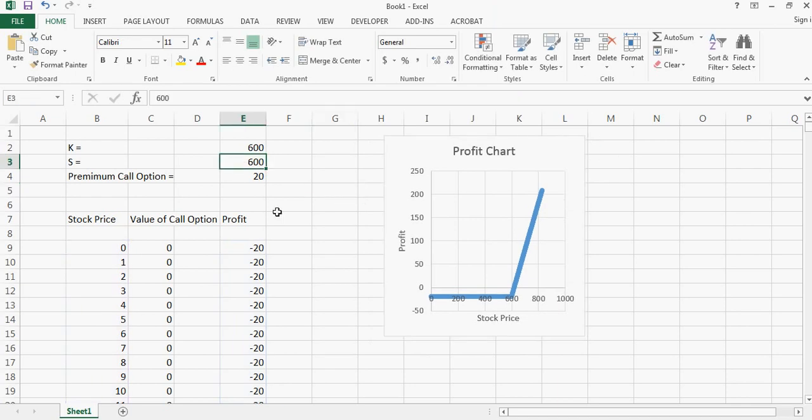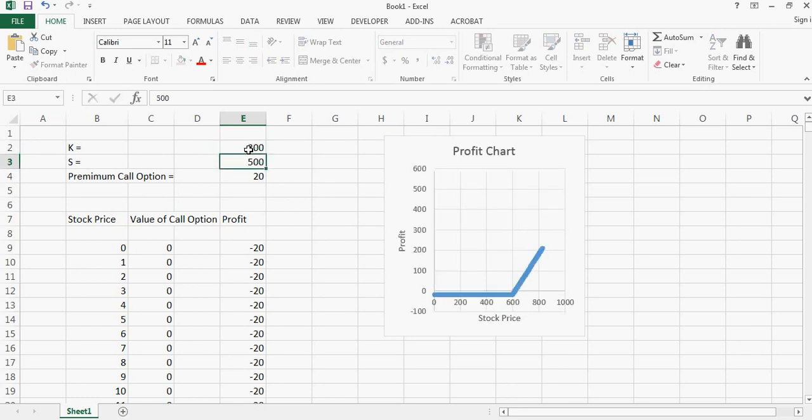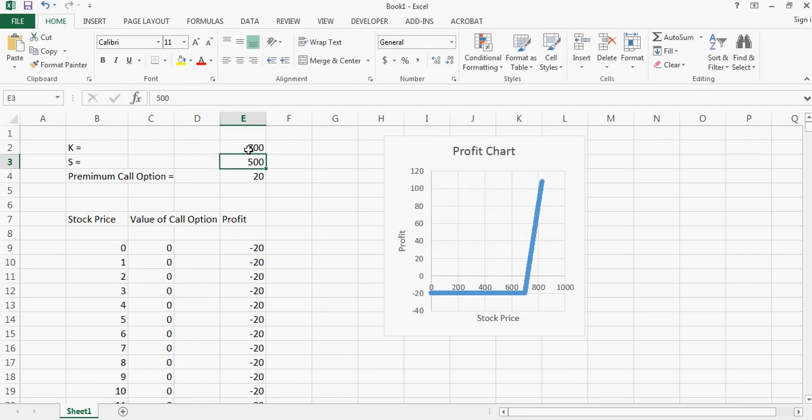I can move the initial stock price to 500. It doesn't matter where my stock price starts from. What matters is what my strike price is. So if I change the strike price to maybe 300, then you can see that the chart moves. But if I move it to 700, then I will have profit at much higher prices.